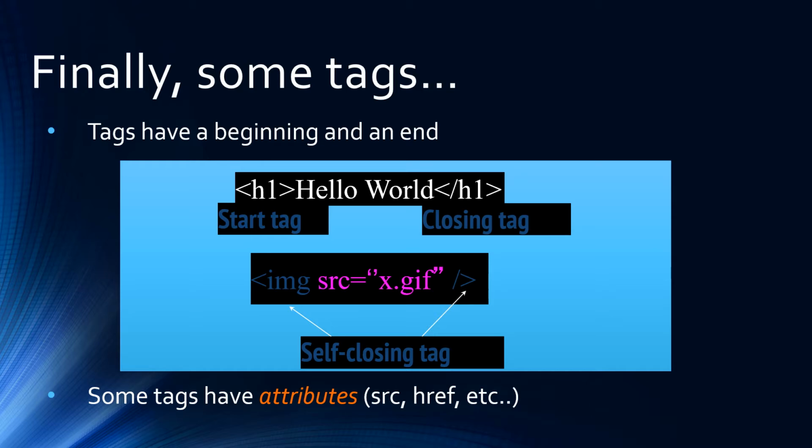Also, some tags have what we call attributes. So the source, which is where the picture is located, and href, which is where the new page you want to go to is. So when we talk about the tags, for some of them, we'll also be talking about the attributes.